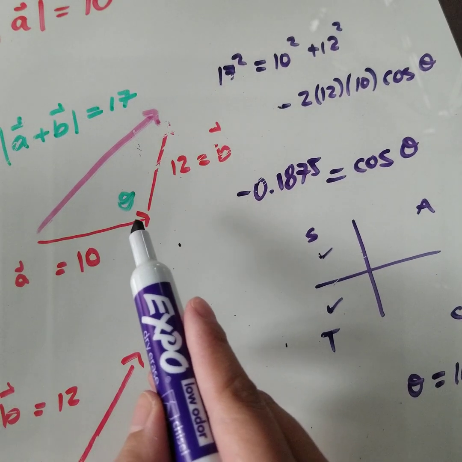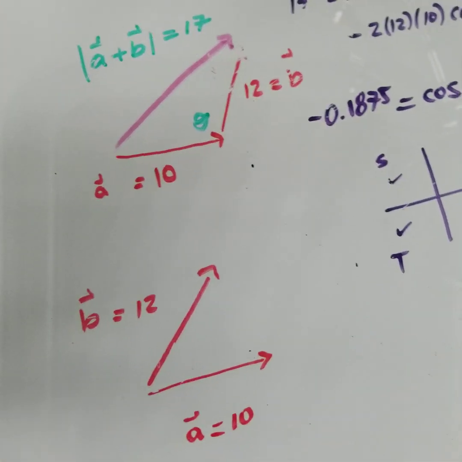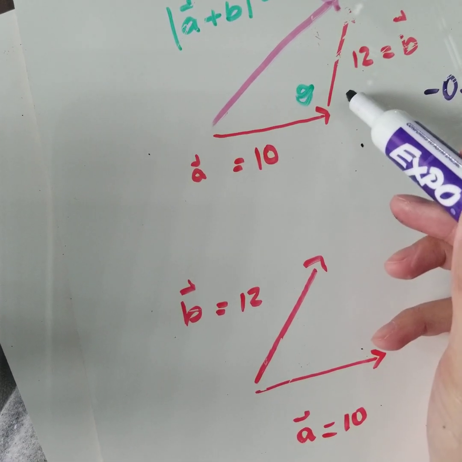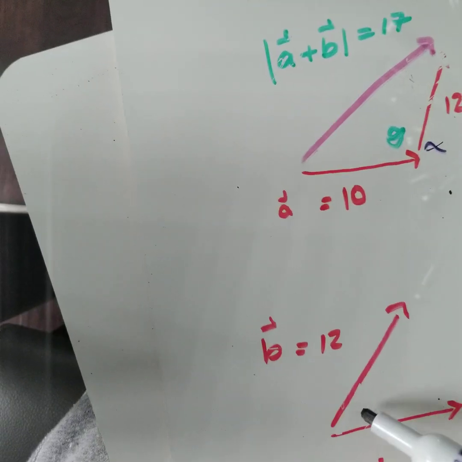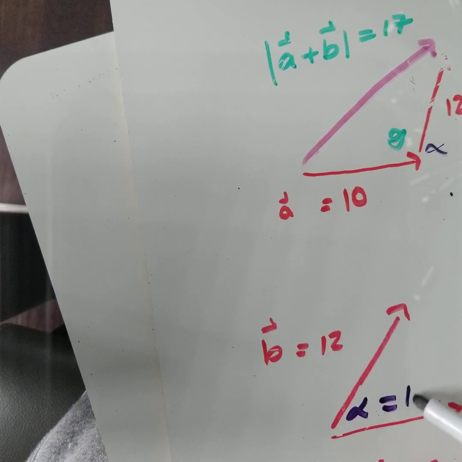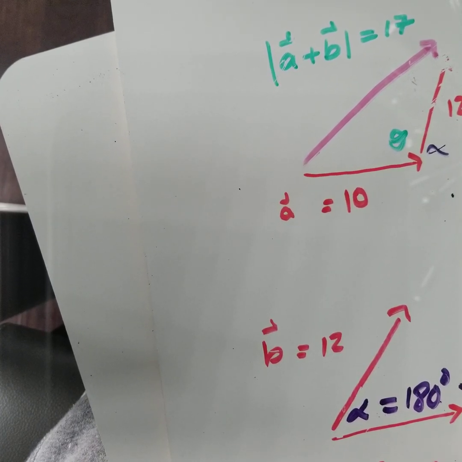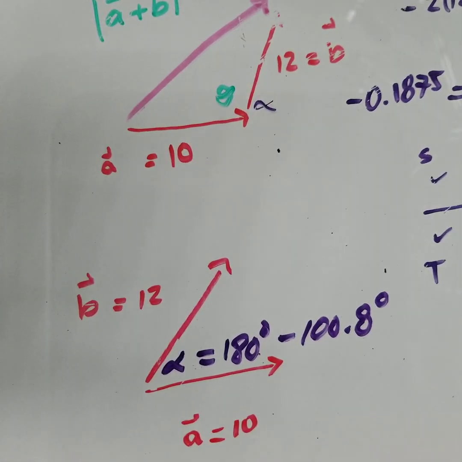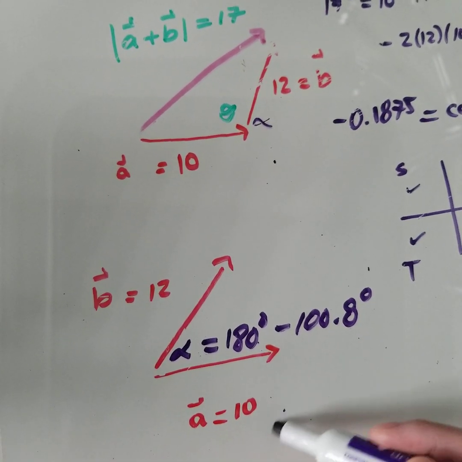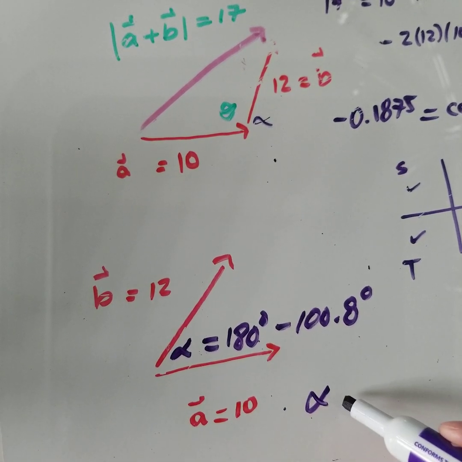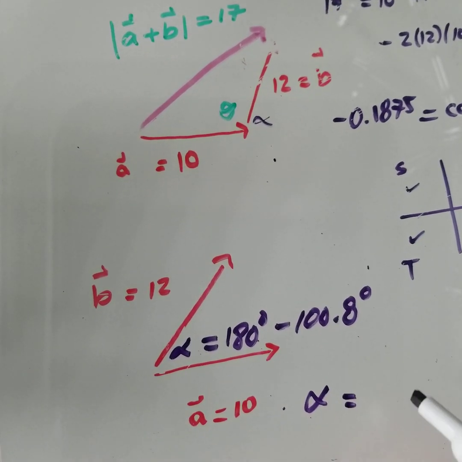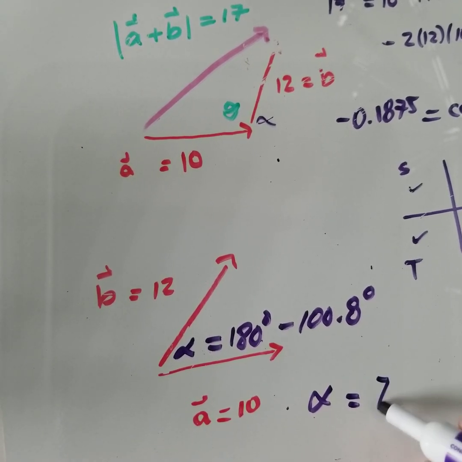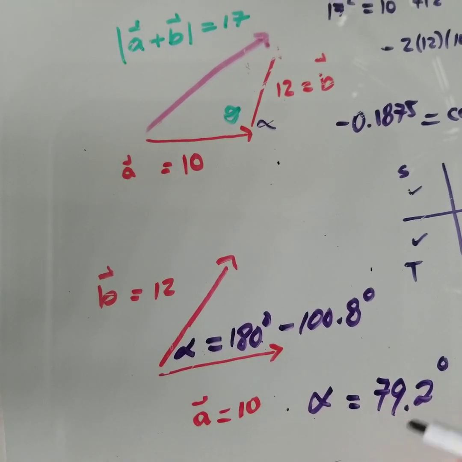So if this is the value of theta there, when I try to find this angle over here, you can say it's, I guess, alpha. So this alpha angle here would be equal to 180 degrees minus the 100.8 that we found. And when we get that, our alpha is now going to be equal to 79. They round it up, so we'll do the same thing, 79.2 degrees.